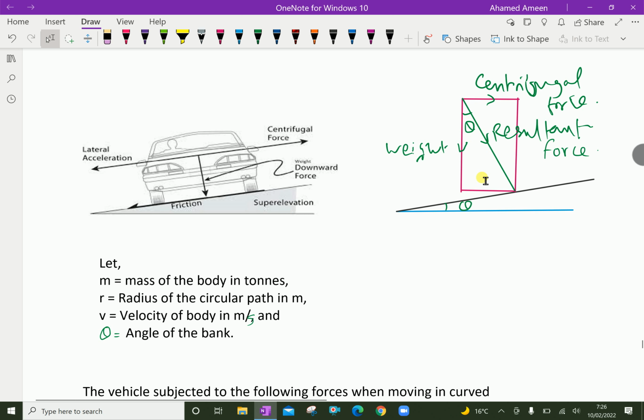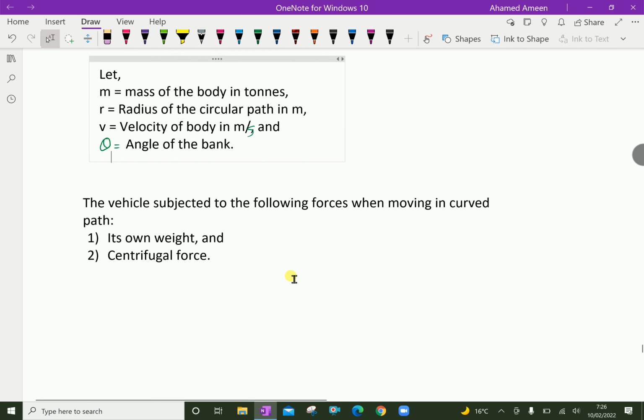Here, if the road is level, that means it's not banked, then the resultant force is not perpendicular to the road surface. So we have to make a little angle to balance, so that the resultant force is perpendicular to the road surface. The vehicle is subjected to the following forces when moving in a curved path: first, its own weight, and centrifugal force.